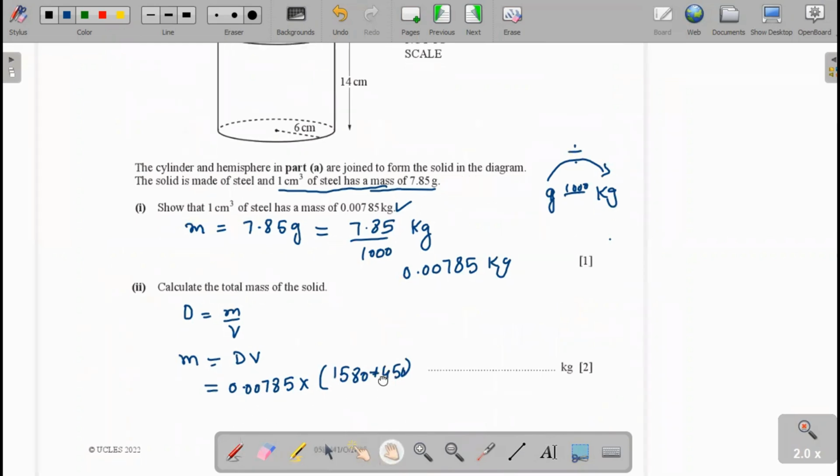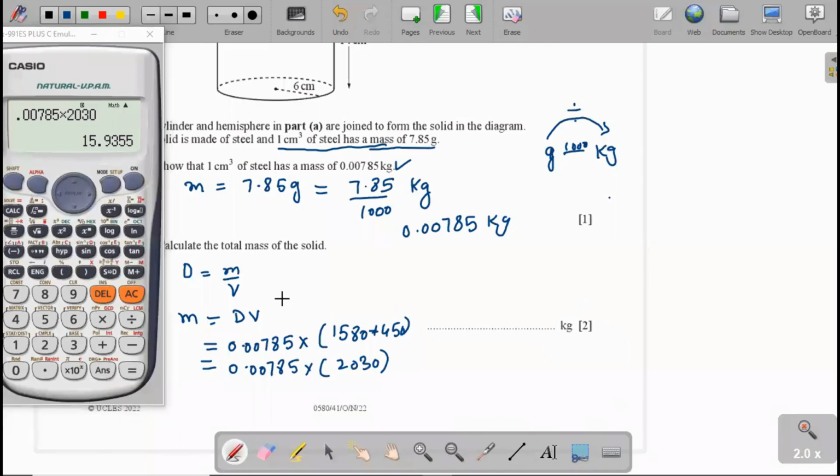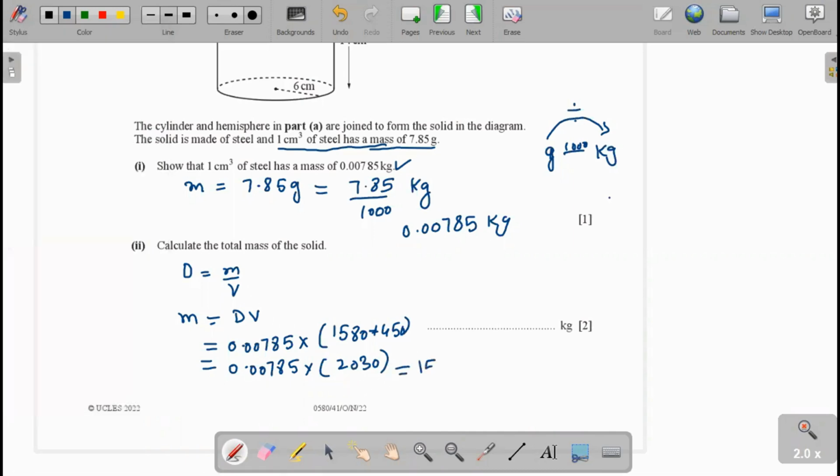That value will be equal to 0.00785 multiply 2030, and we calculate it. Now, when we multiply 0.00785 multiplied by 2030, the answer is 15.93. That's the answer, 15.93, and you can write it as 15.9. And now the next part of this question.